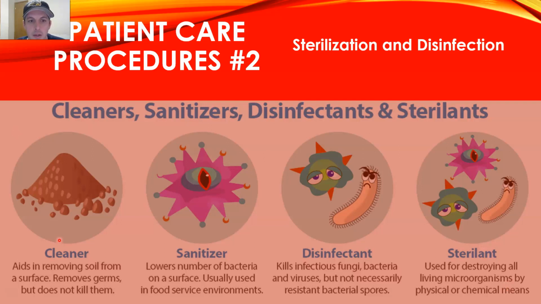Right? We talked already a little bit about cleaning in the housekeeping things as far as removing dirt and soil with that, but not killing them. And then we'll move through with sanitizing. It's going to be lowering the number of bacteria. Disinfecting is going to be killing all that, but not necessarily bacterial spores. And then sterilize is killing all microorganisms.